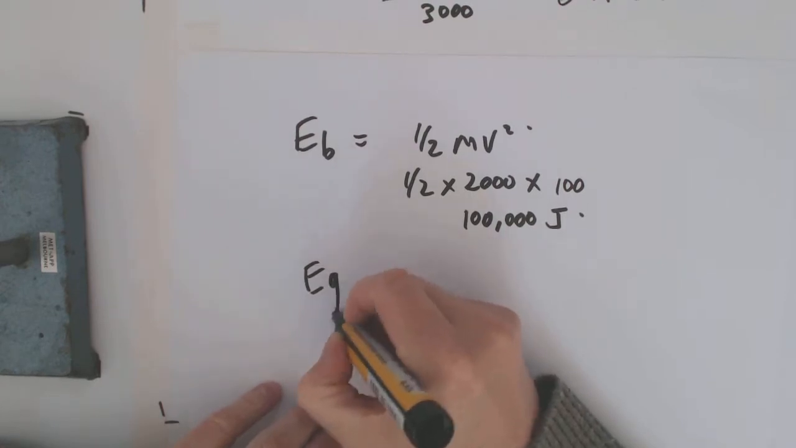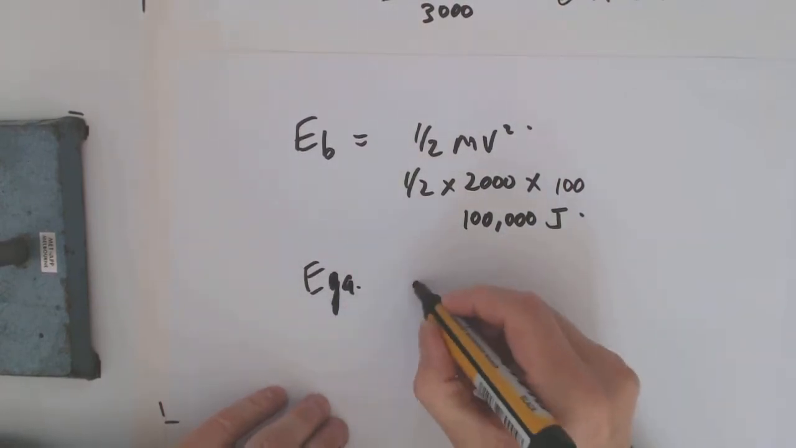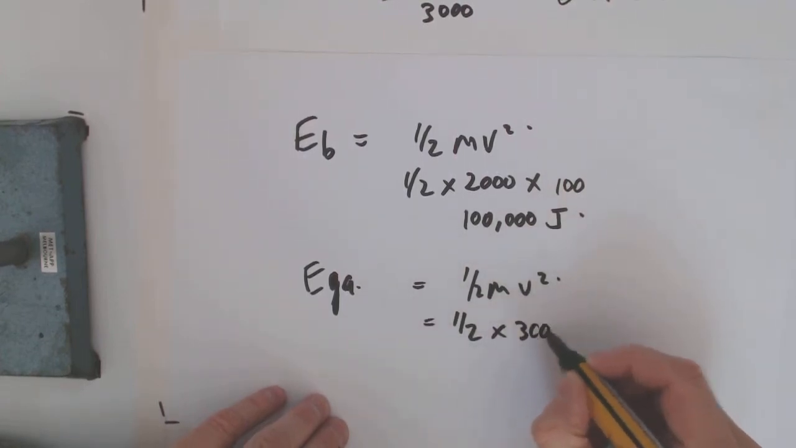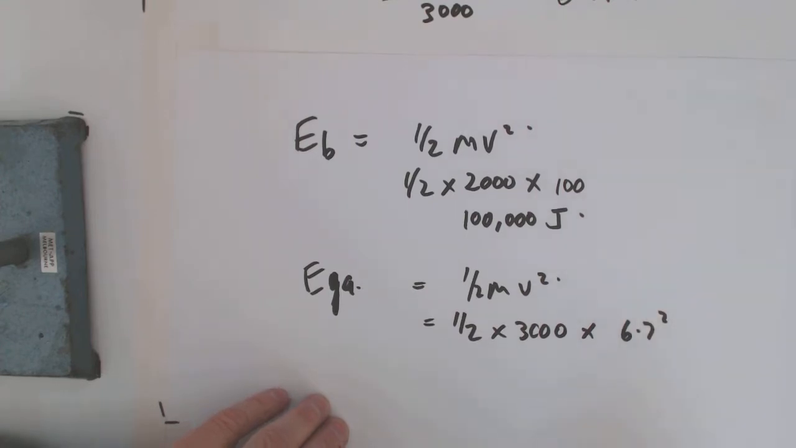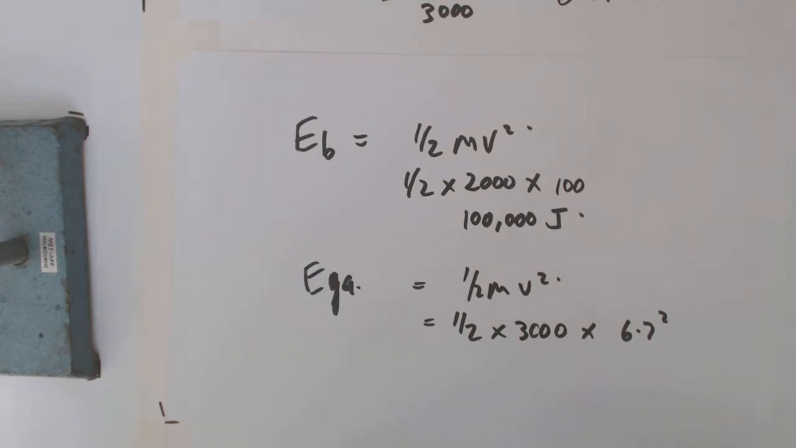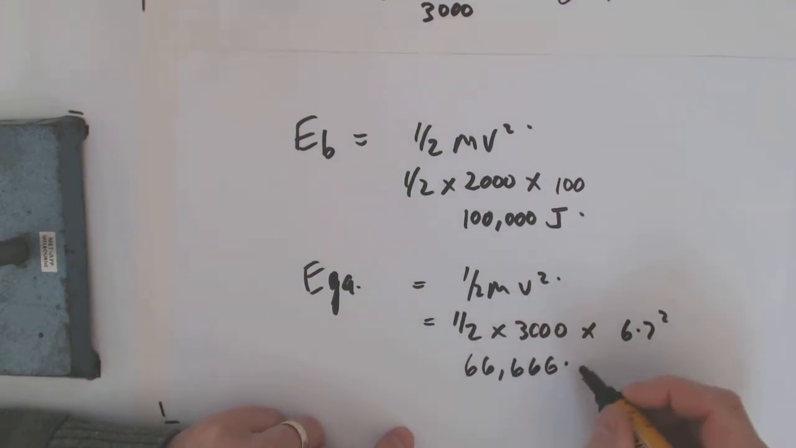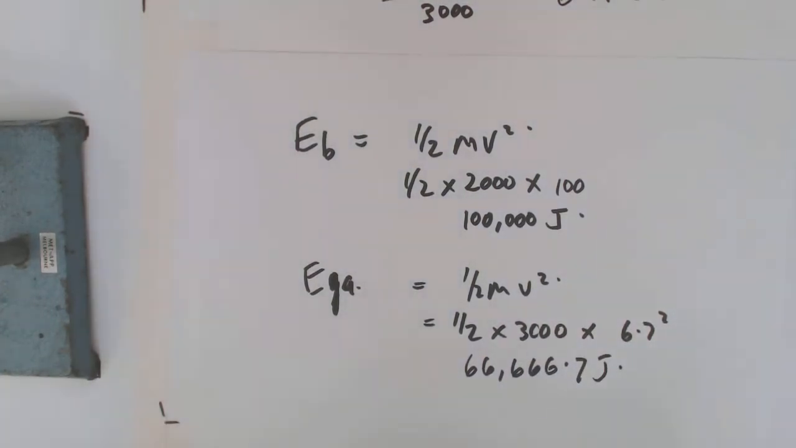Energy after, when they're both stuck together, after, again, half mv squared equals 1/2 times 3,000 times 6.7 squared. Now 6.7 squared, do it on my calculator, times 3,000 divided by 2, and we end up with 66,666.7 joules. We lost energy. So this is definitely a inelastic collision, and it's a perfectly inelastic collision.